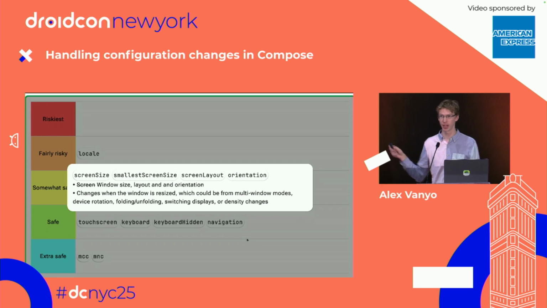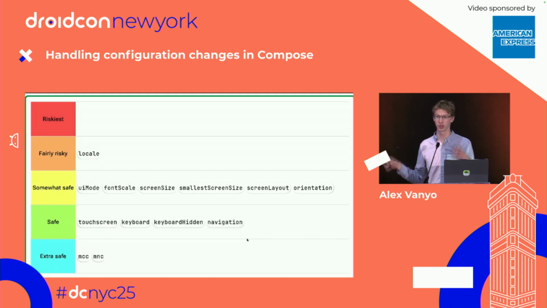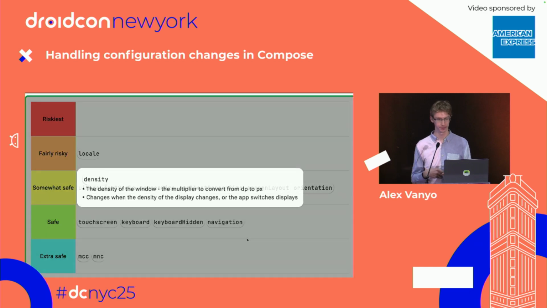Next, I've combined all these as kind of the window size configuration values. I know it says screen in them. It is not about the screen, it is about your window. If you're in a multi-window mode, these values will refer to your current window size, not the physical display size. And these can change when your window is resized. Multi-window modes, device rotation, folding, unfolding, switching displays, density changes, all those things impact the size of your window. These ones are also kind of in the middle. Most layouts are probably already not hard-coding pixel values and are doing measurement calculations, so I'm putting this one somewhere in the middle. Like if you're already handling different window sizes, hopefully you're also handling when that changes.